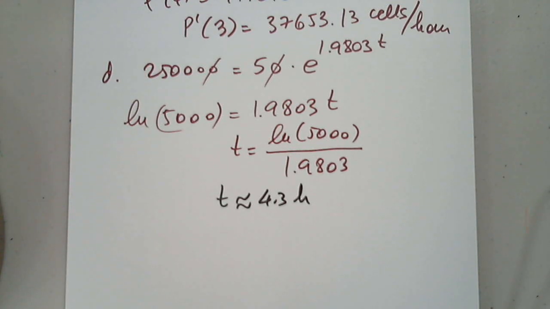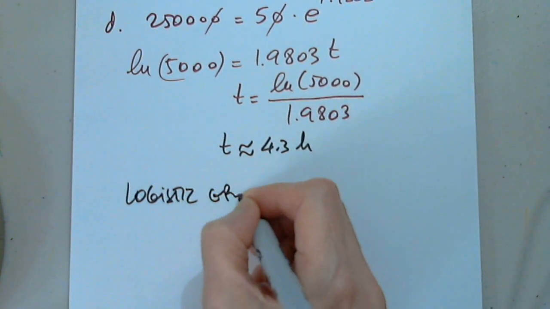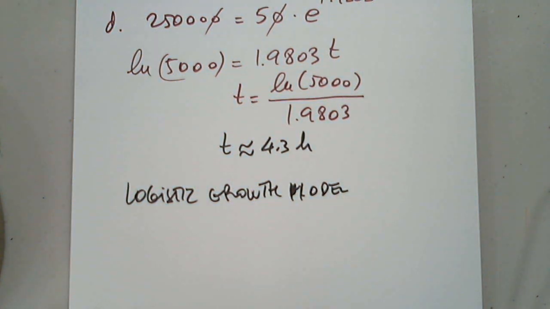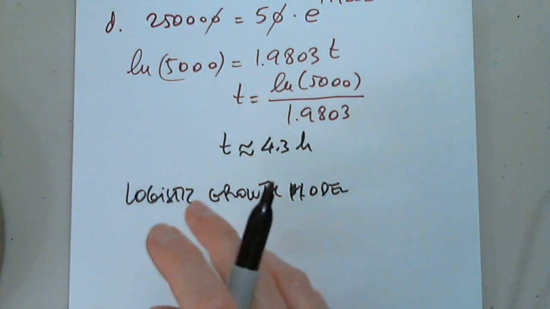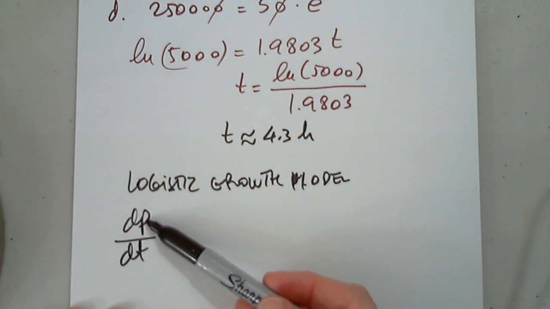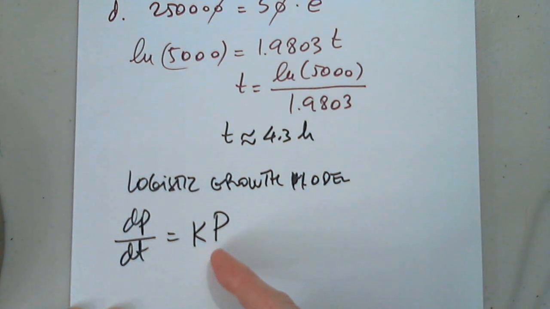Now, finally, let's look at the other differential equation, which is the logistic growth model. On this one, I'm just going to give you the final results. The logistic growth model: dp over dt, the same thing. The rate of change of population with respect to time is the population multiplied by a constant k.